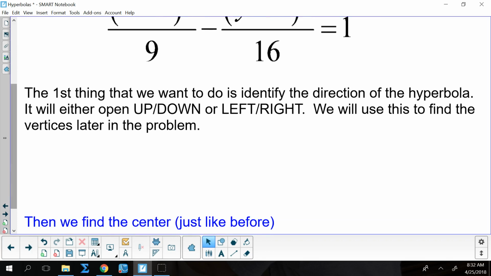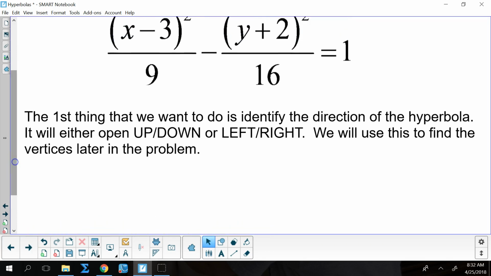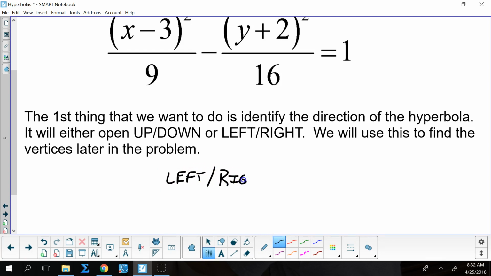So we determined that this is a left-right hyperbola. Next, what do you think we're going to do?